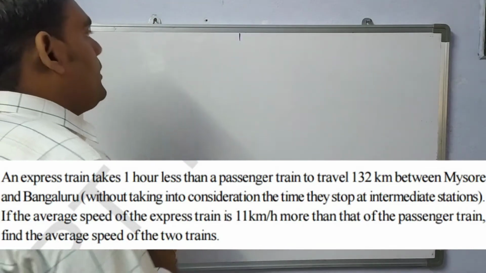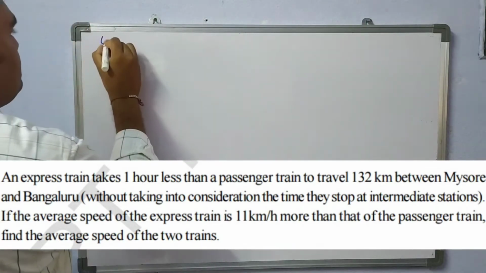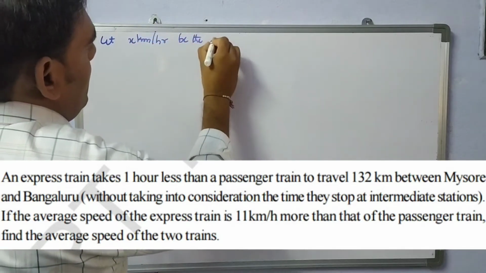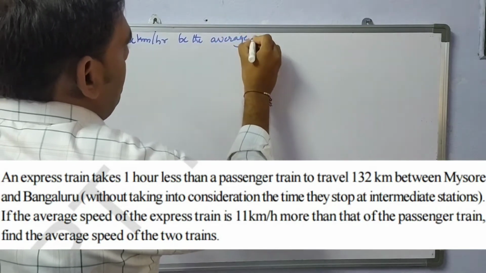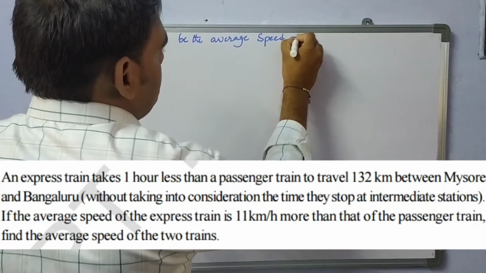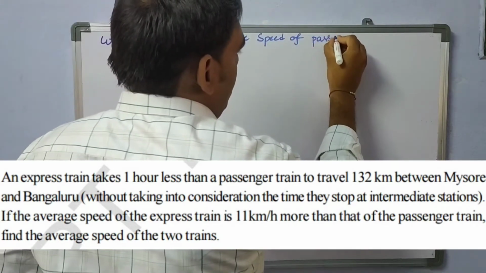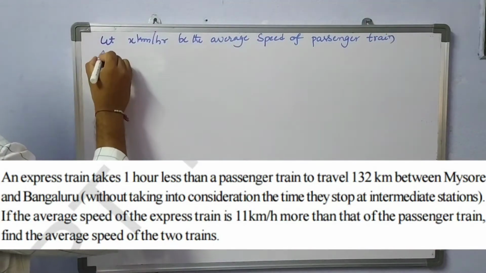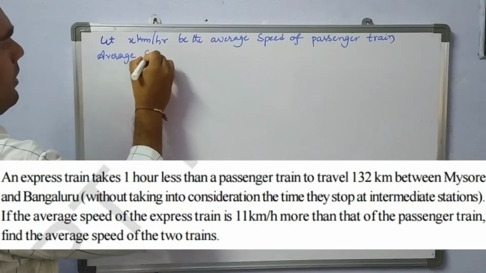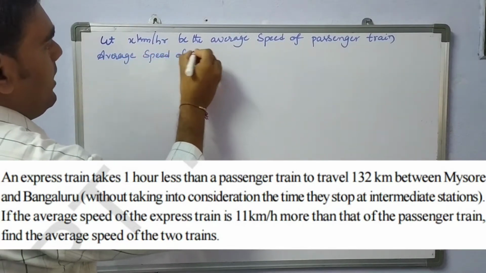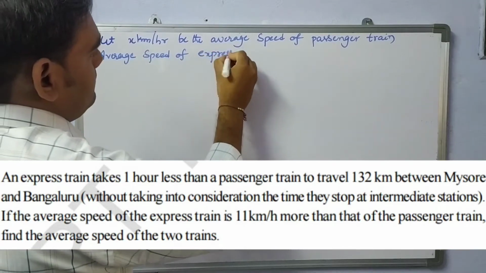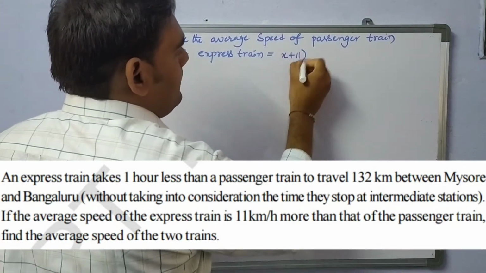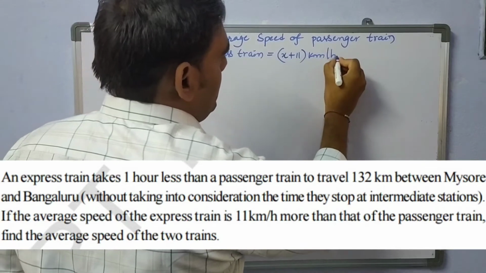So here I am going to consider, let x kilometer per hour be the average speed of the passenger train, and then the average speed of the express train is equal to x plus 11 kilometer per hour, according to the problem.